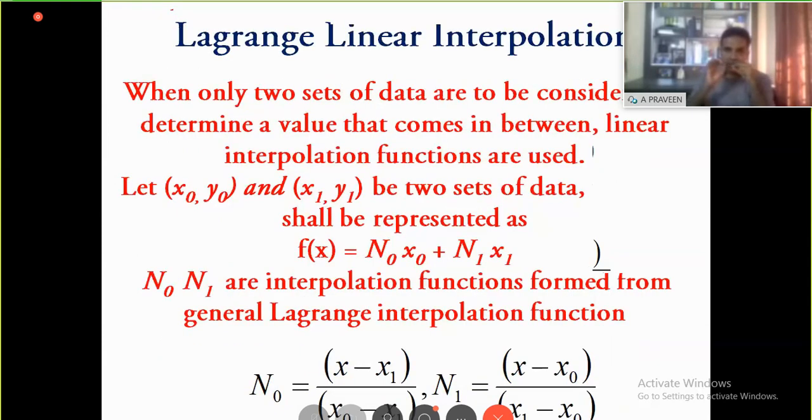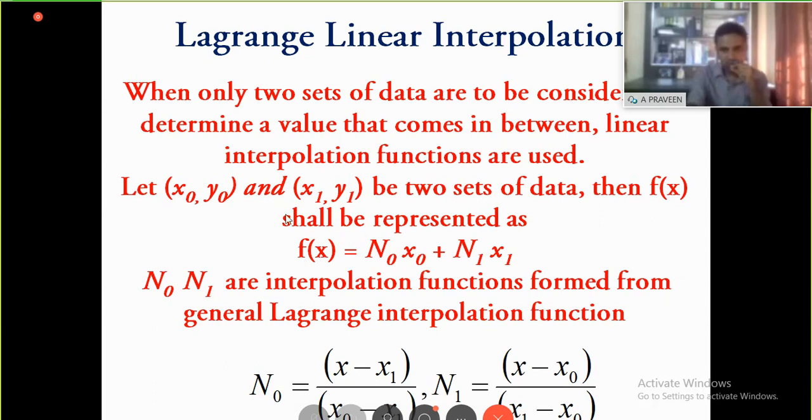Now let me take just 2 data points. Earlier, we generated a function with n data sets, that means x1, y1, x2, y2, till xn, yn. Now what we are trying to do is take just 2 values, x0, y0 and x1, y1, as shown here. Using these 2 values, how can you use this Lagrange interpolation function to get a value in between?